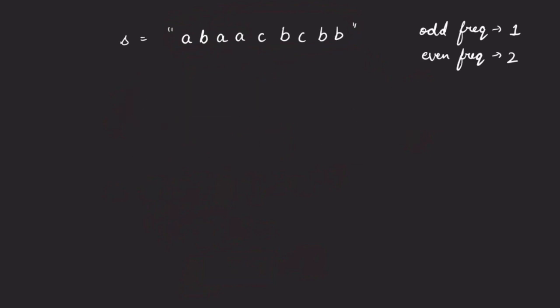So what we can simply do is that from our string S, we can identify the frequency of all the characters. So here we have A, B and C, right? What is the frequency of A? 1, 2 and 3, right? Then what is the frequency of B? 1, 2, 3, 4. And what is the frequency of C? 1 and 2, right?